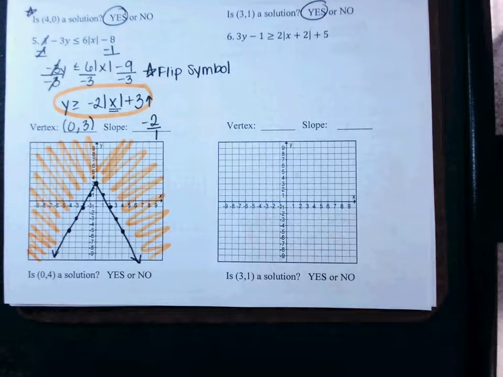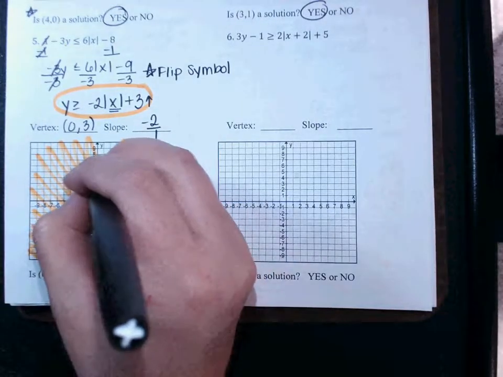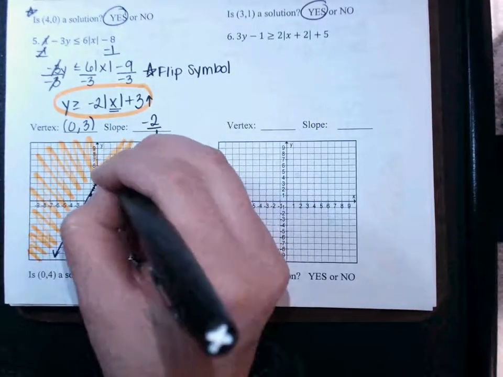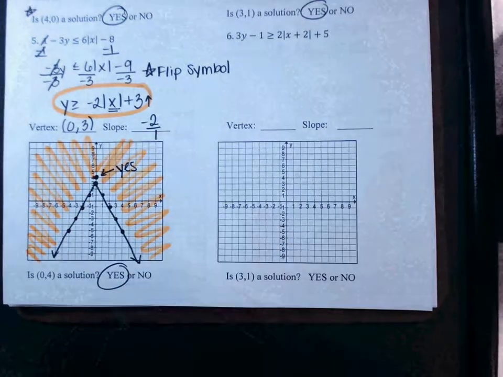Then from there, we're asked about 0, 4. Is that a solution or no? Yes. 0, 4 is right there. Is it inside? Yes. Okay.